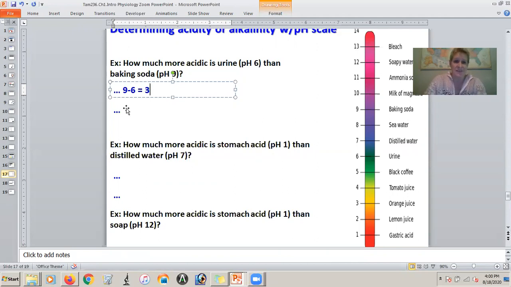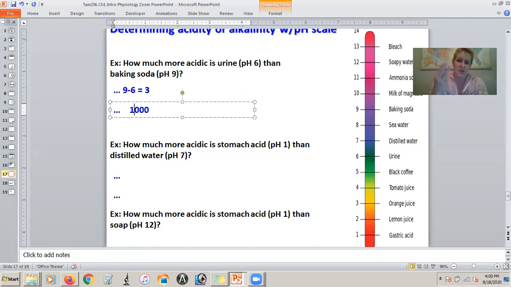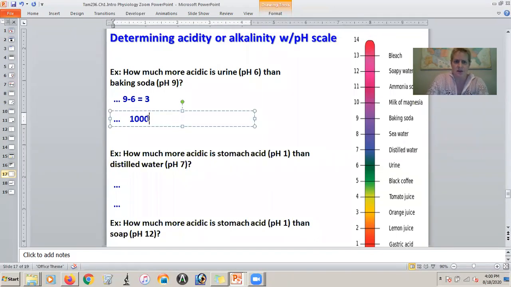What you'll do then is you'll simply put down 3 zeros, 1, 2, 3, and in the front of those zeros, put a 1. The 3 means put 3 zeros down. That means that urine is 1,000 times more acidic than baking soda, or you could say baking soda is 1,000 times more alkaline than urine. You can also use scientific notation, but make sure that you do it correctly.